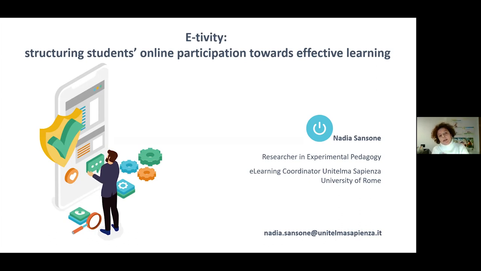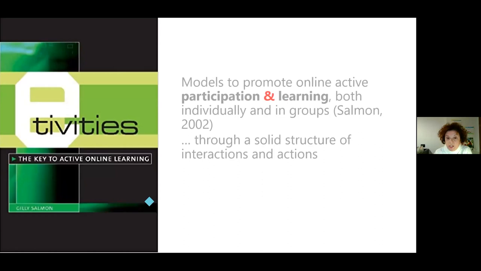But tonight I will briefly tell you about the key we use to support social interaction, and especially to support a social interaction which aims towards effective learning. And I'm talking about activities, which in Salmon's definition are models to promote online active participation and learning, both considering the individual or the group collaborative learning. And this is because they are based on a solid and very strong structure, so they are well suited to support and promote effective interaction.